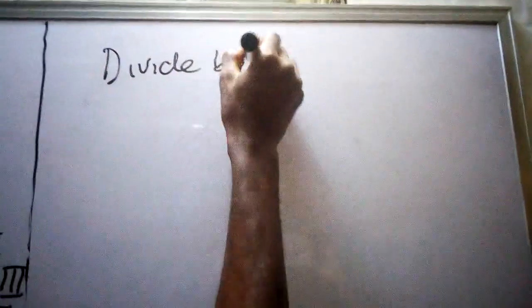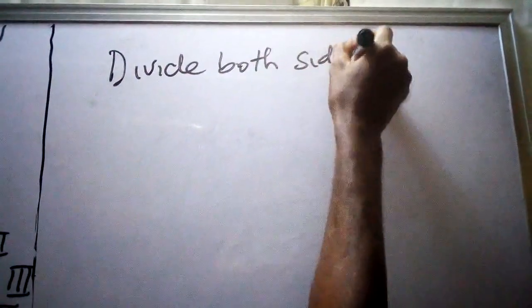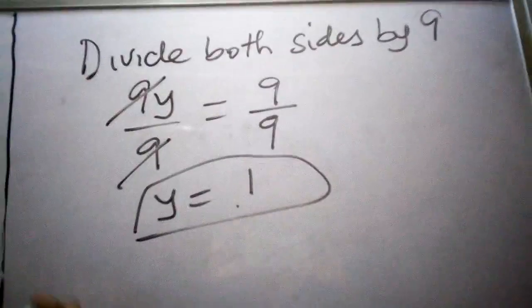You now divide both sides by the coefficient of y, that is 9. So you have 9y divided by 9 equals 9 divided by 9. This 9 will cancel this. So y equals 1. The value of y is 1.